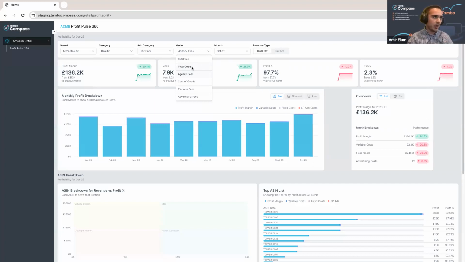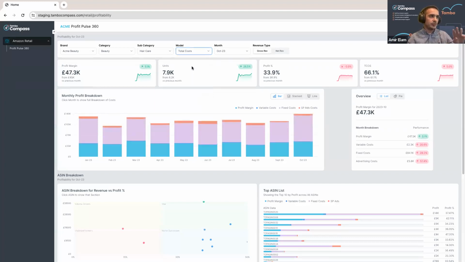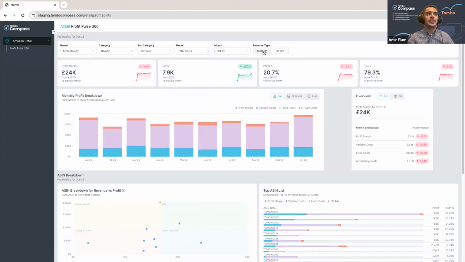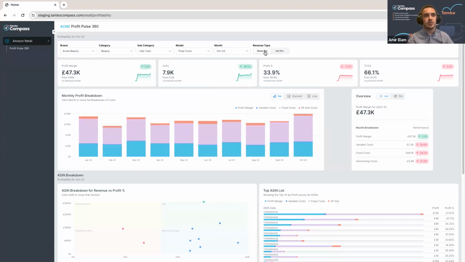But for the purpose of this demo, I'm just going to focus on total cost, so we get a full view. You can also look at months. Obviously, you can select the one month you want to look at. And then finally, you have gross revenue or net. The difference is that gross includes VAT and net doesn't. If that is not applicable to your account, then obviously the function would not be applicable.